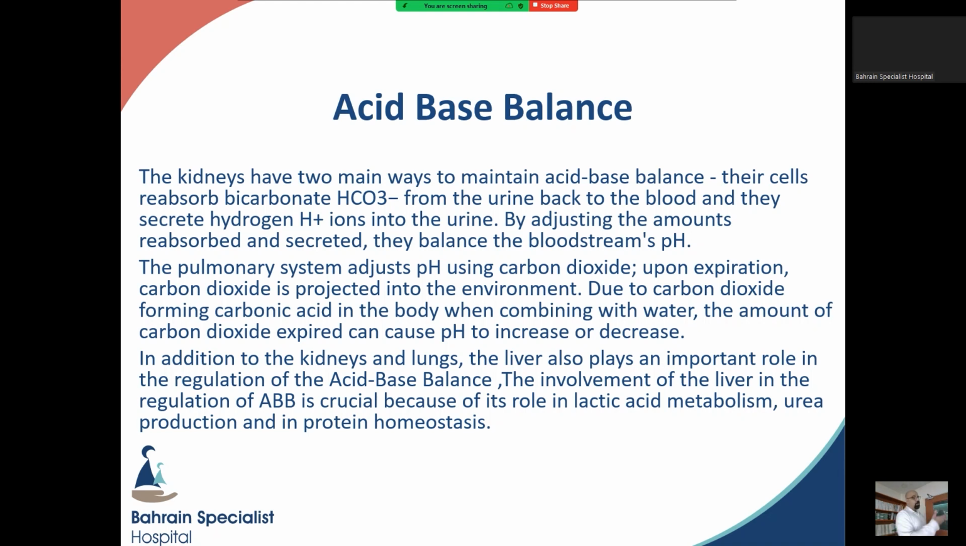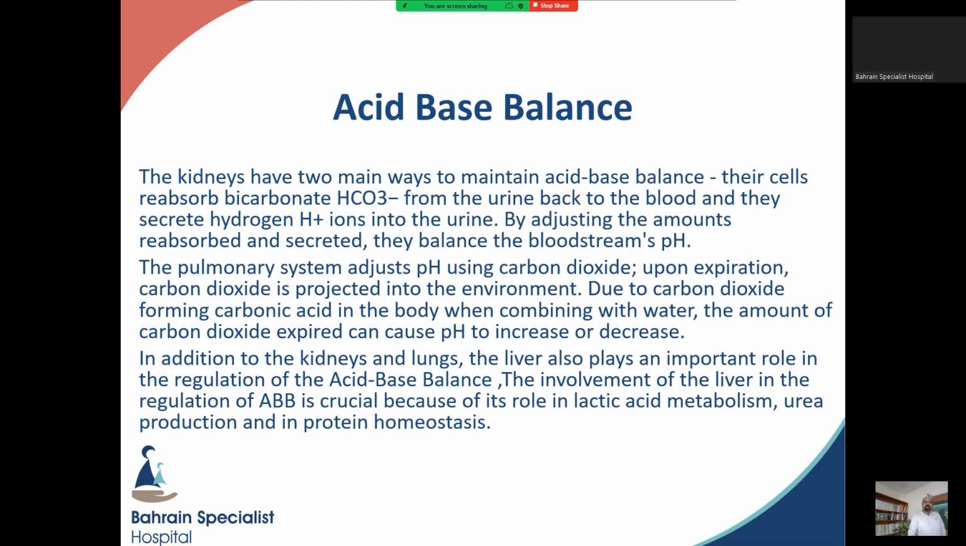So, the HCO3 is the alkali, the bicarb. If I keep it in the body, I will maintain more alkali. If I excrete it through the kidney, I will decrease the alkali and increase the acid in the blood. The pulmonary system adjusts pH using carbon dioxide.